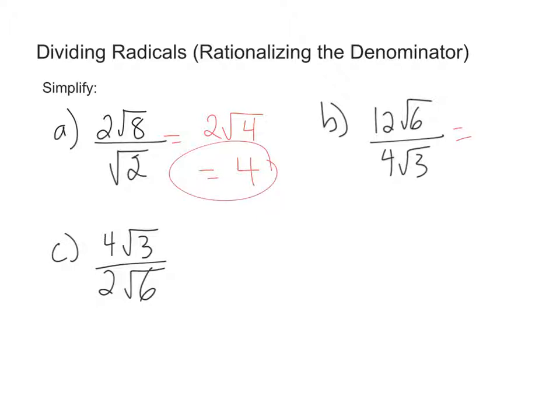Can we do the same thing with b? Yeah, it looks like we can. 12 divided by 4? 3. 6 divided by 3? 2. Do I need to do anything else with that? No, because 2 doesn't have a perfect square factor.